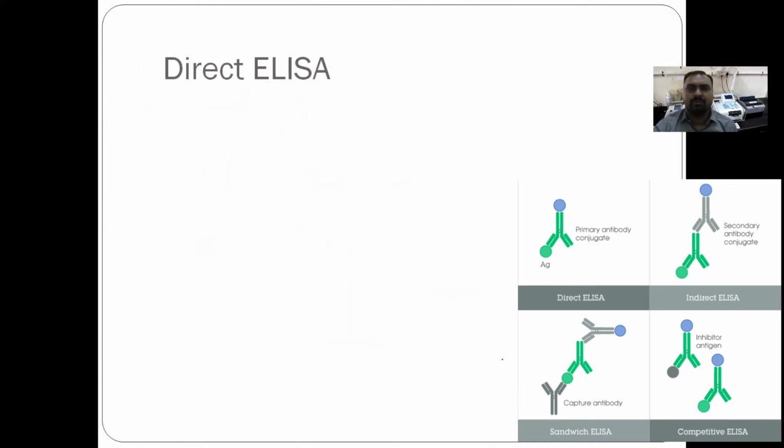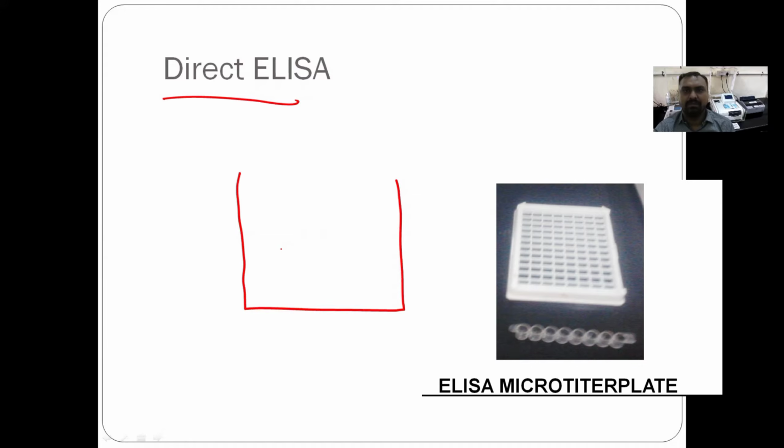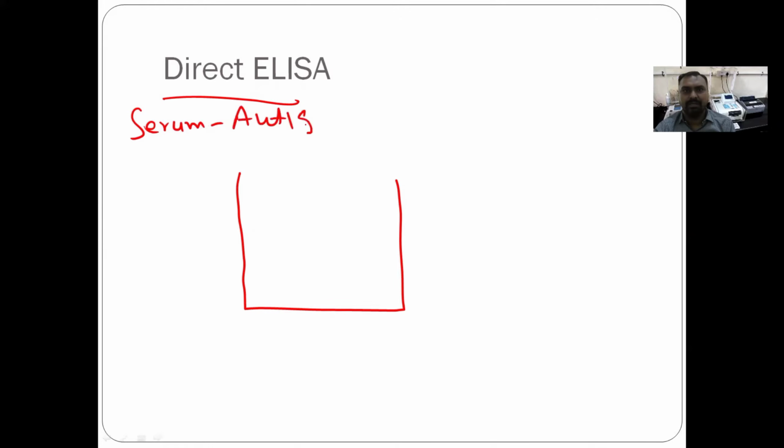So what is direct ELISA? In direct ELISA, suppose this is a microtiter plate. We add the serum that contains the antigen. So serum containing antigen is added. Suppose this round is the antigen.